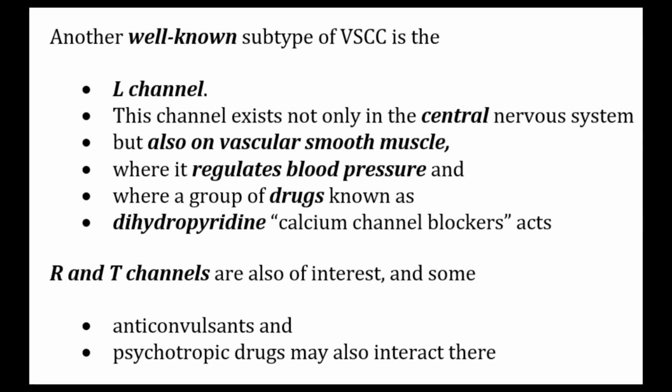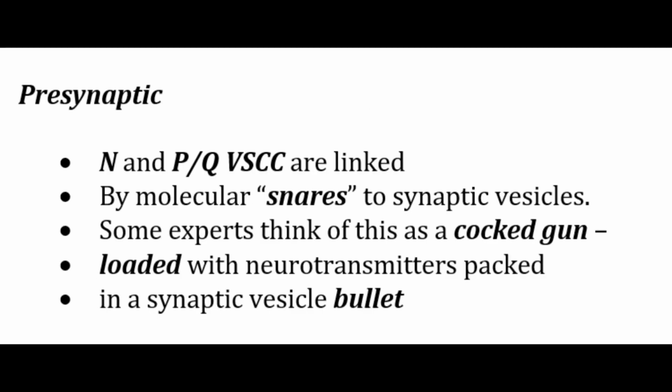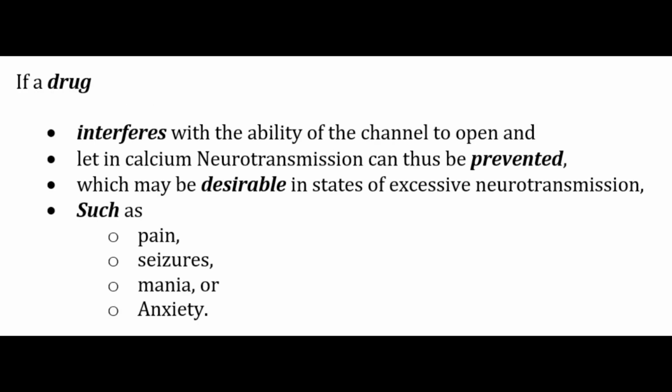Two other channels known as the R and the T channels are also of interest, as some anticonvulsants and psychotropic drugs interact there. Now the presynaptic N and PQ channels are linked by molecular snares to the synaptic vesicles. Some experts think of this as a cocked gun loaded with neurotransmitter packed in a synaptic vesicle bullet. Now if a drug interferes with the ability of the channel to open and let in calcium, neurotransmission can thus be prevented, which actually may be desirable in states of excessive neurotransmission such as pain, seizures, mania and anxiety.